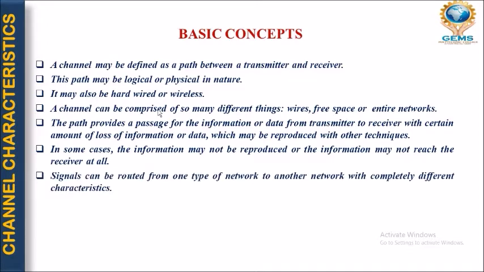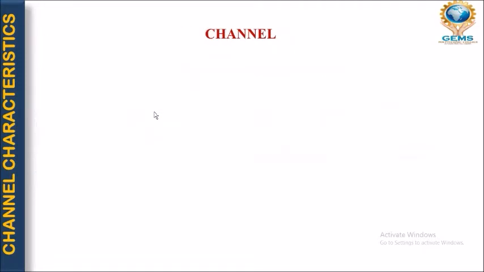A signal can be routed from one type of network to another with completely different characteristics. That means different channels can be routed within the network, occupying different paths according to their characteristics, meaning their bandwidth and frequency.